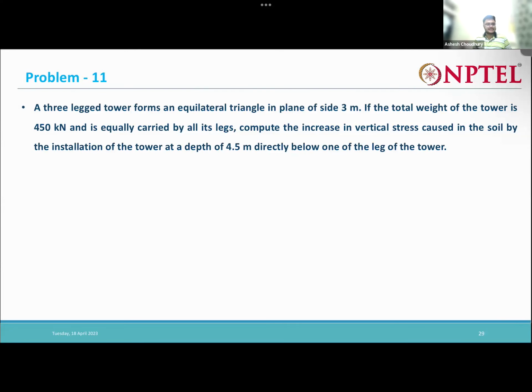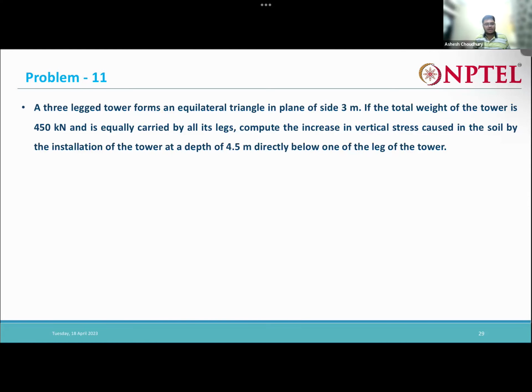Okay. Next is a three-legged tower that forms an equilateral triangle in plane of side 3 meters. Okay, so it forms an equilateral triangle where the length of each side is 3 meters. If the total weight of the tower is 450 kilonewton and is equally carried by all three legs, compute the increase in vertical stress caused in the soil by the installation of the tower at a depth of 4.5 meter directly below one of the legs of the tower.